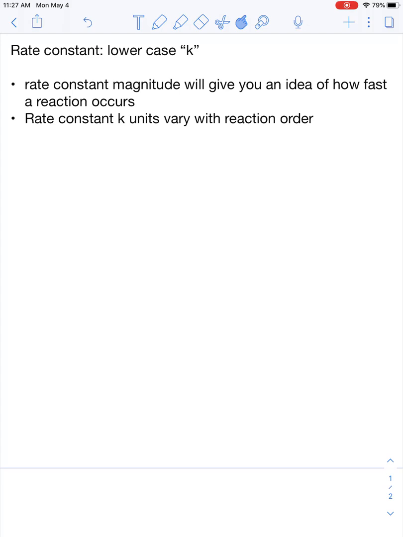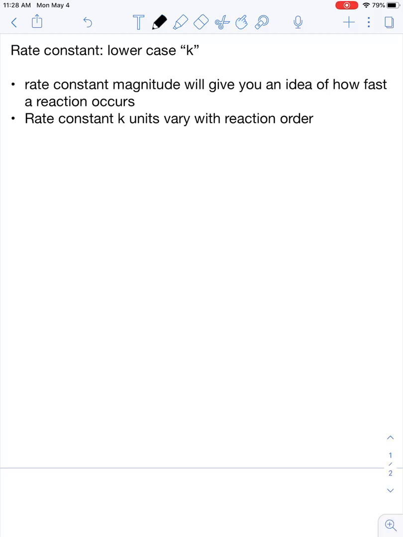A rate constant is lowercase k, and how big it is gives you an idea of how fast a reaction occurs. If it's like 10,000, then the reaction is going to happen pretty quickly. If it's like 0.1, it's going to be a very slow reaction. So it has to do with speed of reaction. Let's talk about how the units vary.